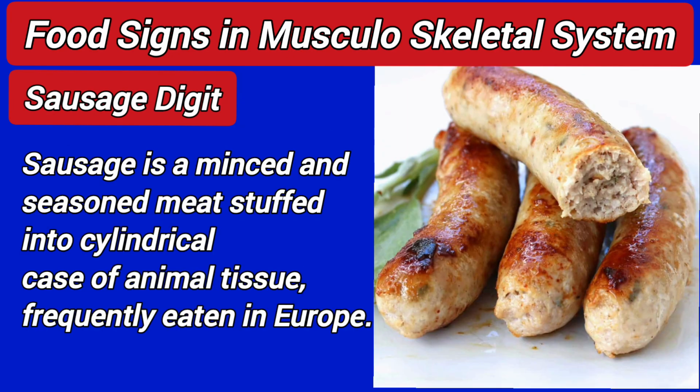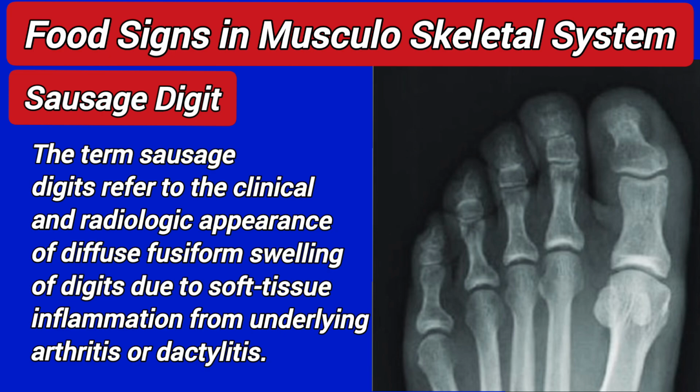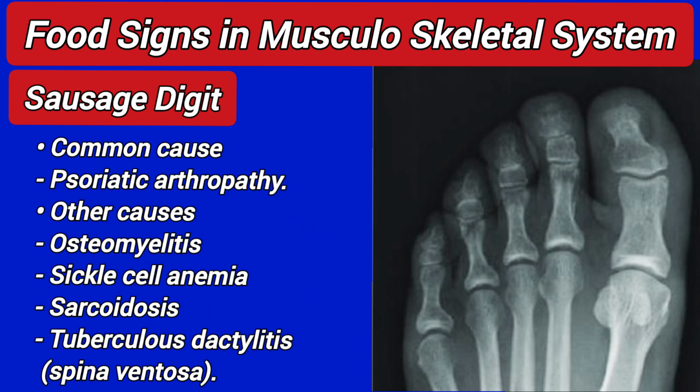Sausage digit. Sausage is minced and seasoned meat stuffed into a cylindrical case of animal tissue, frequently eaten in Europe. The term sausage digits refers to the clinical and radiologic appearance of diffuse fusiform swelling of digits due to soft tissue inflammation from underlying arthritis or dactylitis. The most common cause of sausage digit is psoriatic arthropathy. Other causes include osteomyelitis, sickle cell anemia, sarcoidosis, and tuberculous dactylitis, spina ventosa.